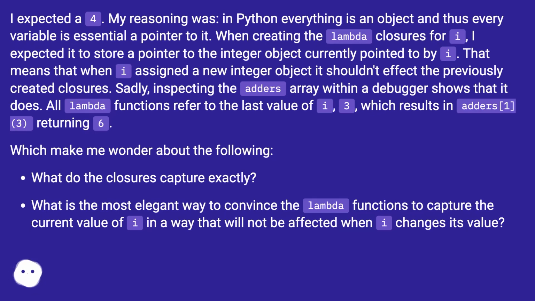Which made me wonder about the following. What do the closures capture exactly? What is the most elegant way to convince the lambda functions to capture the current value of i in a way that will not be affected when i changes its value?